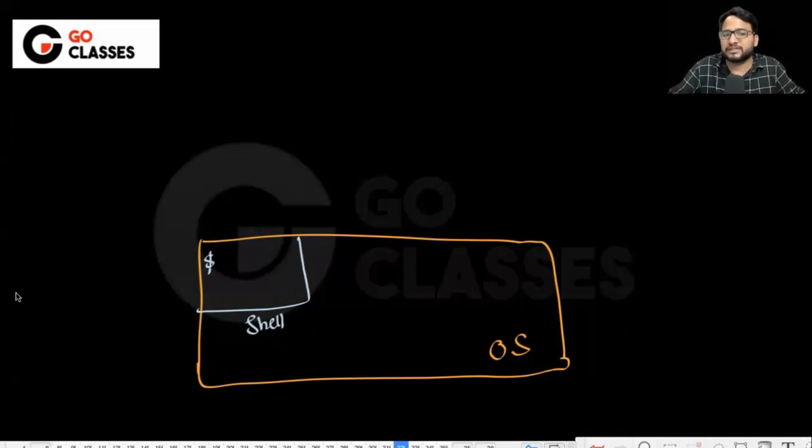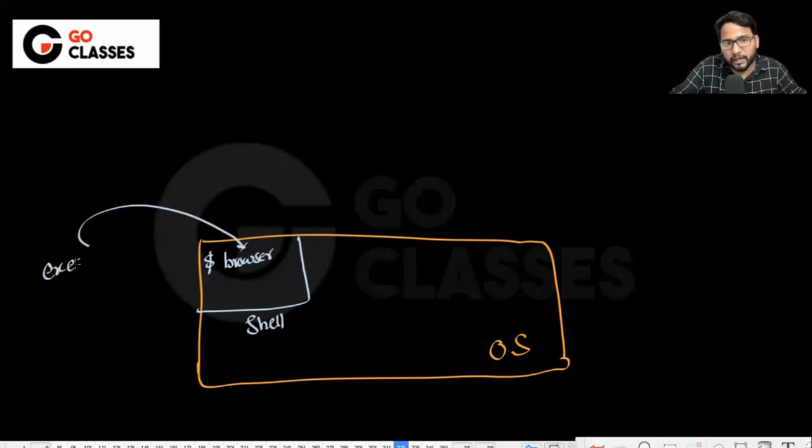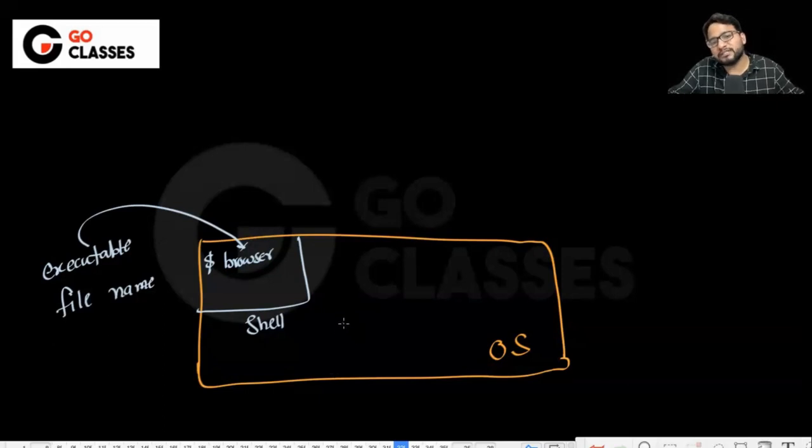Okay, so this is the very first implementation of Unix. So let's suppose you want to run a browser. Then what you need to write here, let's suppose there is some browser name, you just write browser. Then what is this browser? This is a file name, okay, an executable file name. You just write the executable file name here. And then what will the operating system do? The operating system will search this file inside the secondary storage, and then it will load it in the main memory.